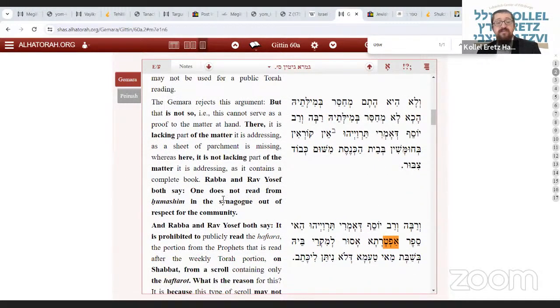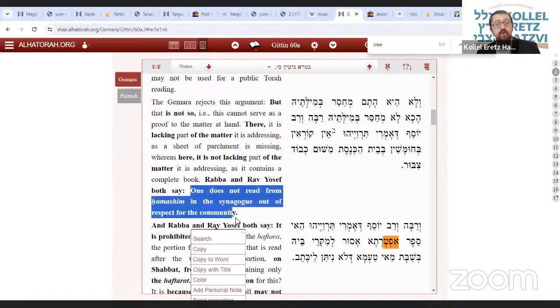So Rav Yosef said that Ein Kurin b'Chumashim b'Beis HaKnesset b'Shum Kavod HaTzibur. You cannot use a chumash in a shul out of respect for the community. What is a chumash? A chumash is where a portion of not an entire Torah scroll, just a portion, let's say one parsha, Parshas Bereshis, Parshas Noach, Parshas Lech Lecha. You can't use that in shul.